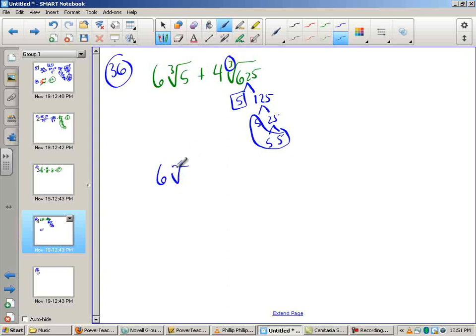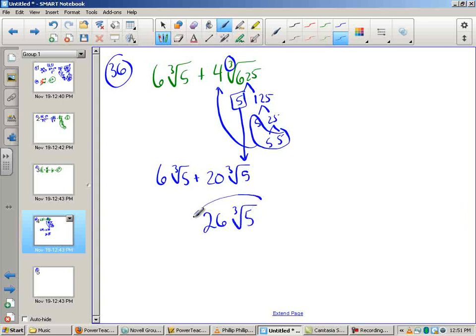That leaves me with 6 cube root of 5 plus this 5 multiplies by 4 to give me 20, and I'd be left with the cube root of this 5 here. Now because they have the same root, identical roots, we have 6 plus 20 is 26 times the cube root of 5. And that's it.